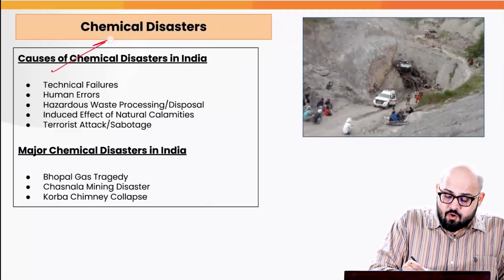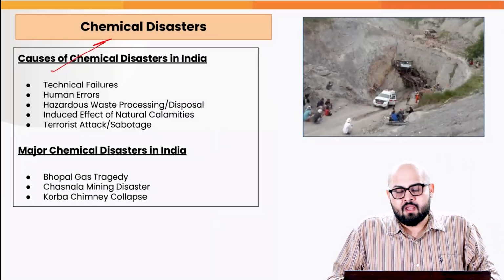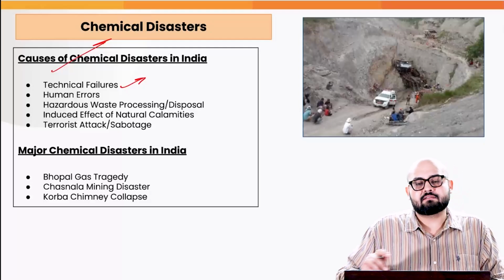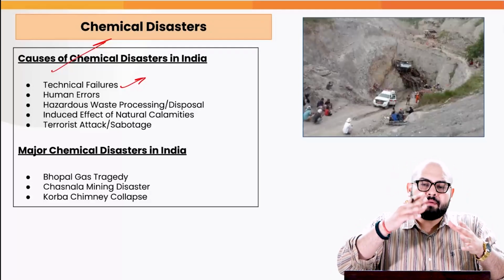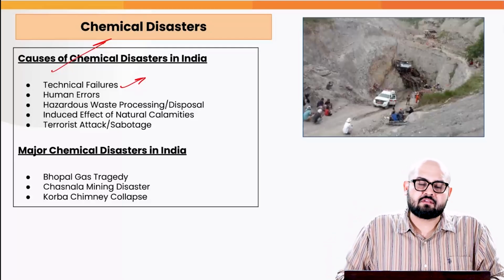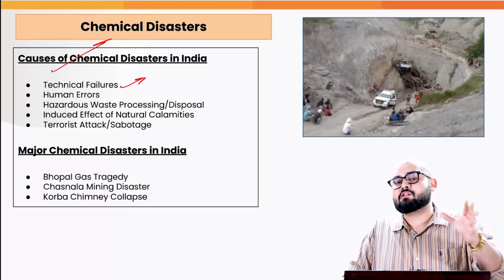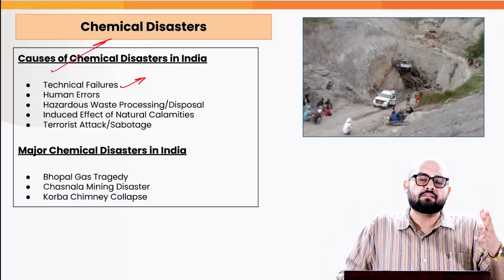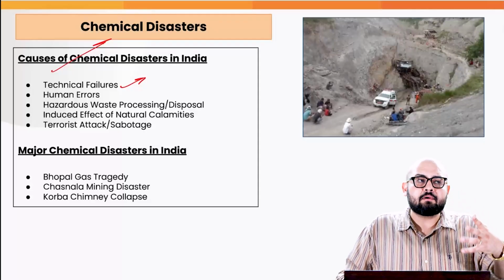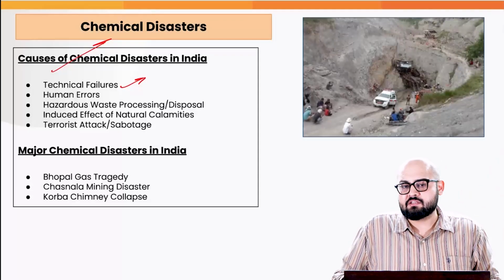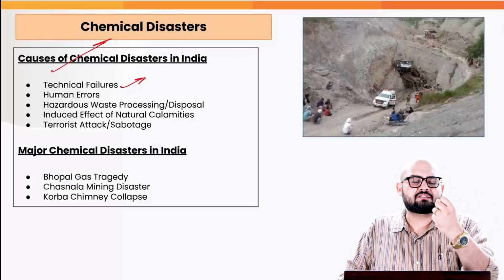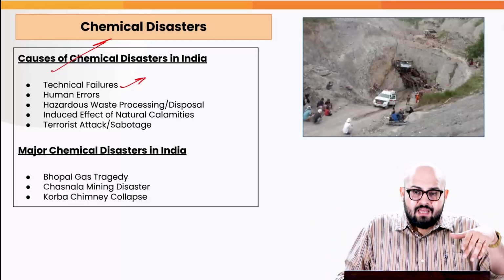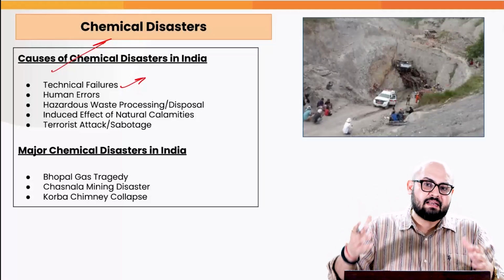Now, what are the causes of chemical disasters in India? The very first is technical failures. See, there is a protocol to carry out a particular process, but many a time those protocols are not followed. Also, let's say there is a requirement of ventilation and proper ventilation is not there, or there's a use of low quality products in the process. So that can lead to failure and ultimately a disaster.